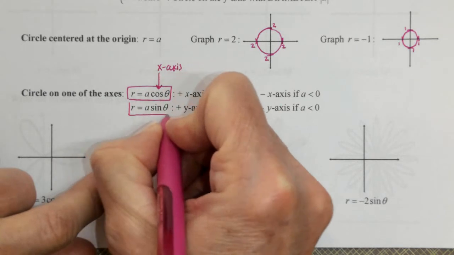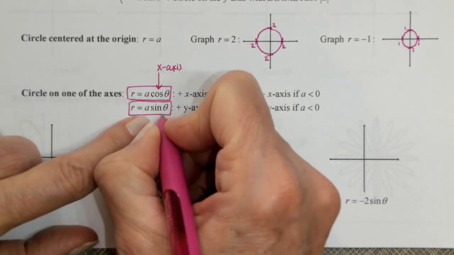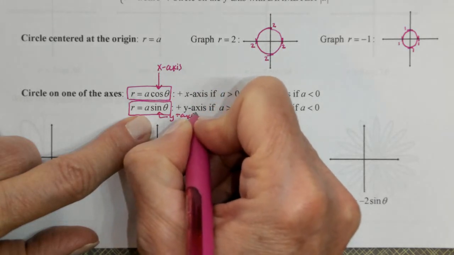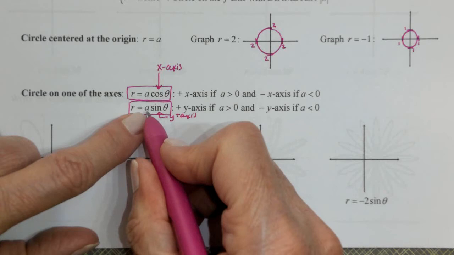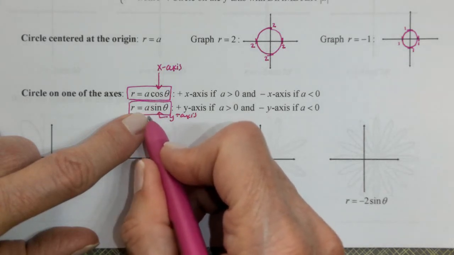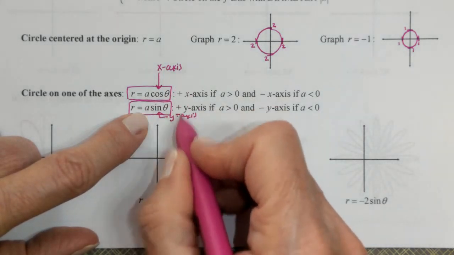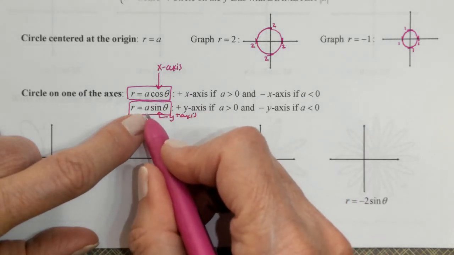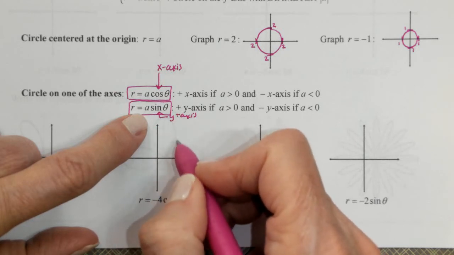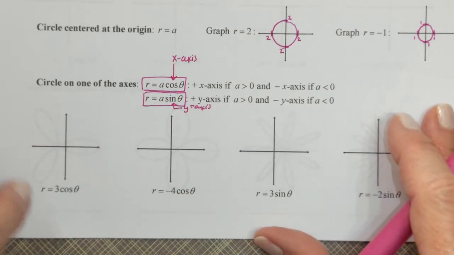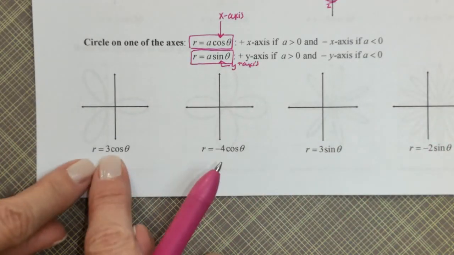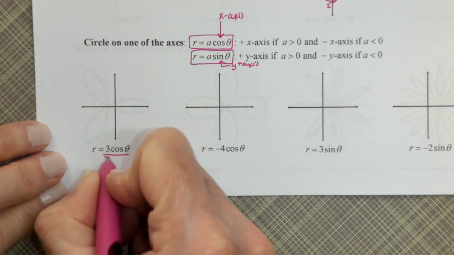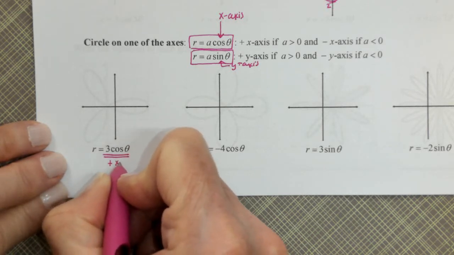Same thing for y. If you have a sine, then you have a y-axis position. If the coefficient is positive, you'll be up on the positive y-axis. If the coefficient is negative, you'll be down on the negative y-axis. So let's graph these. r is equal to 3 cosine theta. Well, it's positive and it's a cosine, so I know I'm on the positive x-axis.